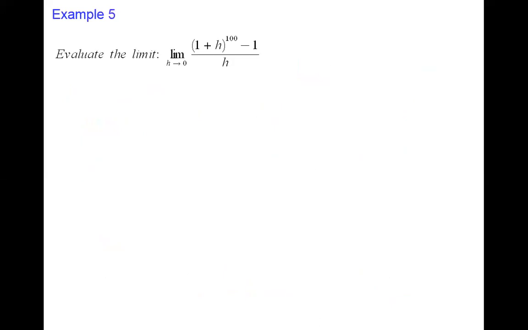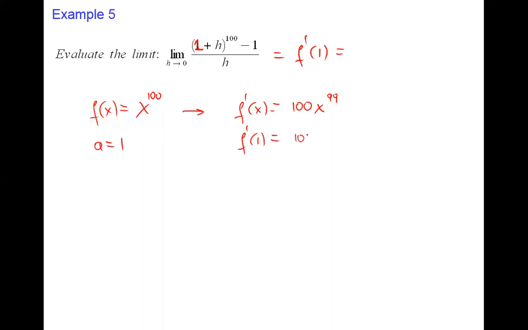Evaluate the limit of 1 plus h to the power of 100 minus 1, over h. We can see the value a is 1. That means this is the derivative of the function at 1. But what's the function? x to the power of 100. We can see x to the power of 100; we evaluated based on the definition, and a is 1. Okay, the derivative of this function is 100x to the power of 99. And if I substitute 1, 100 times 1 to the 99 is of course 100. That means the answer is 100.